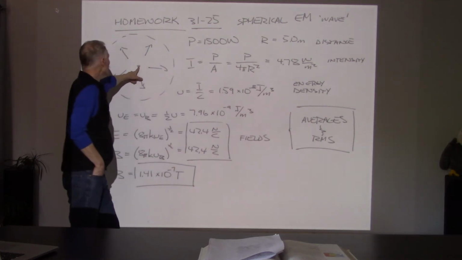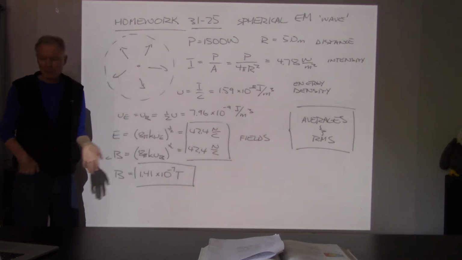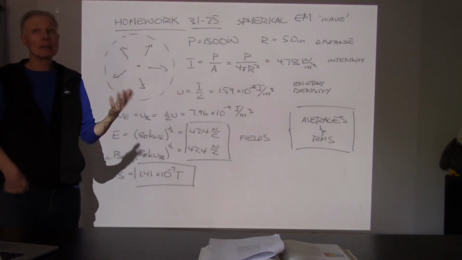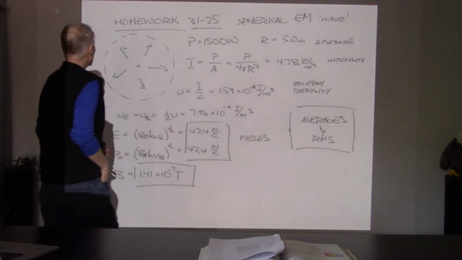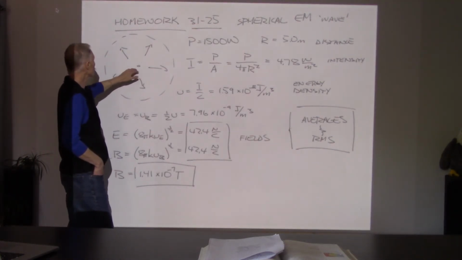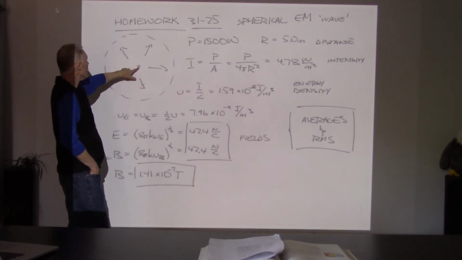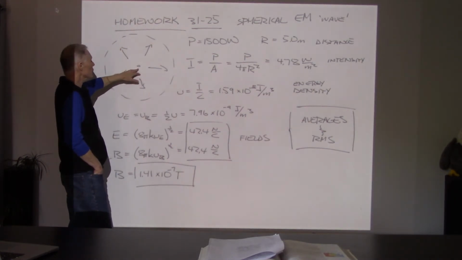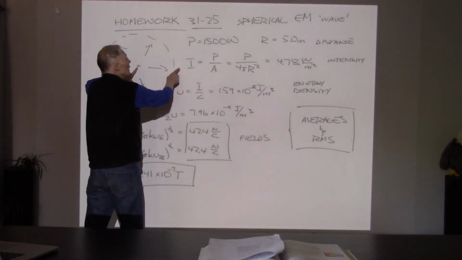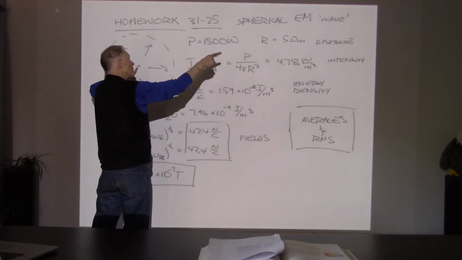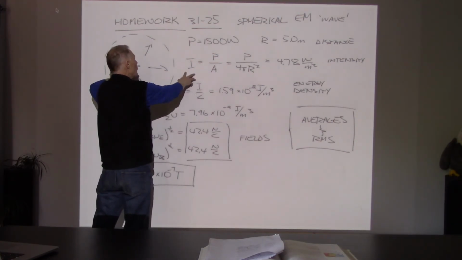Now again, that doesn't have to be visible light. It can be any part of the spectrum: radio, microwave, infrared, visible, UV, X-ray, gamma. I hope it's not one of those really energetic ones. Those sound dangerous. But let's say we have a 1500 watt light source here, and we want to step away from that by 5 meters. Now at a 5 meter distance, what will the intensity be?